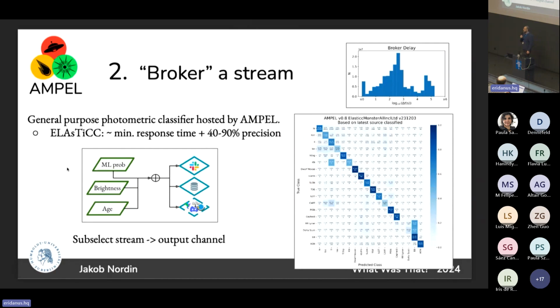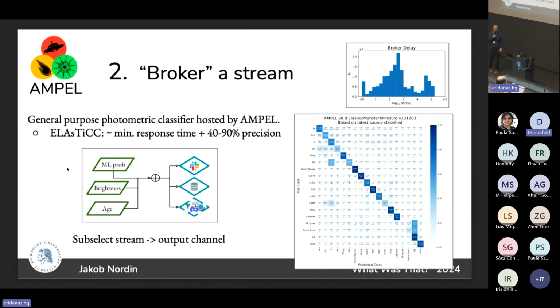A second way to interact corresponds to what we might actually mean with the term brokering. So that's selecting properties of the full stream that you're interested in. So now we get back to this question of classification.